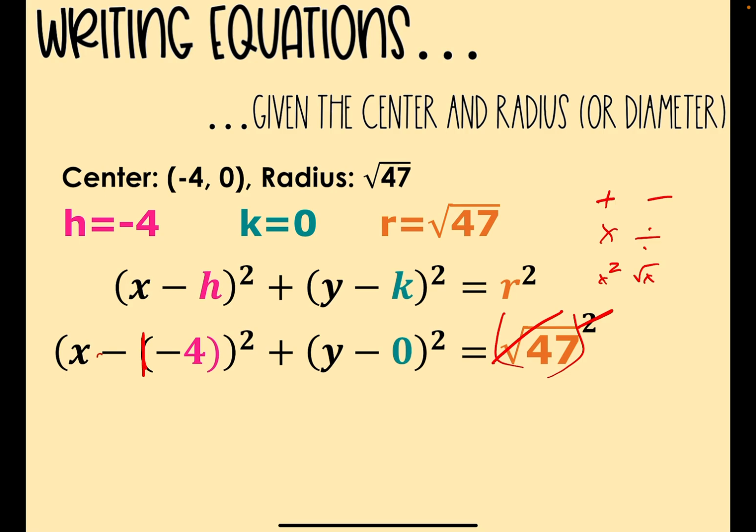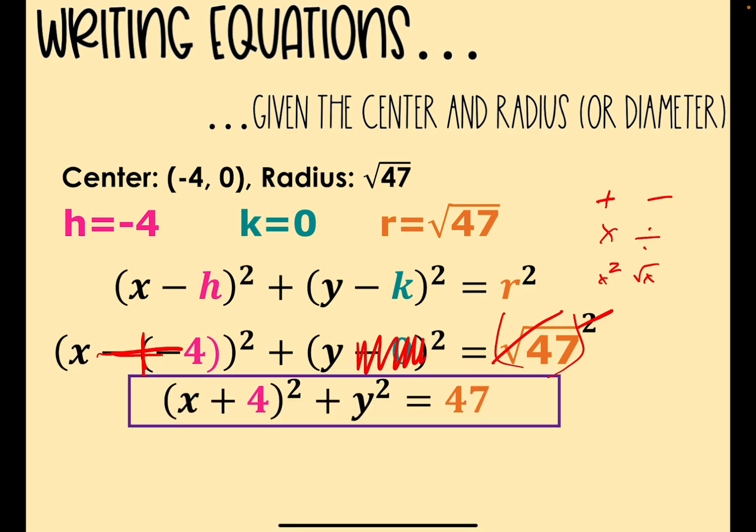Notice when we subtract this, it's going to end up becoming a plus here, and y minus 0, well, that's just going to be y, which means your final equation is going to look like this. You're not always going to have a y minus something. We would not write y minus 0 or y plus 0 as that quantity inside the parentheses that's being raised to the second power. So that would be it.